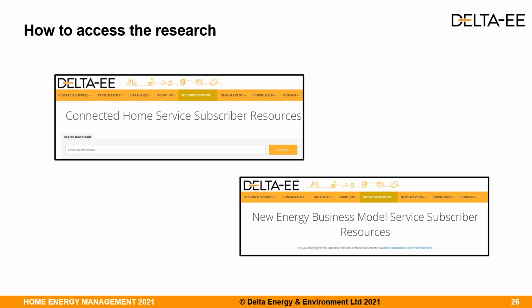And we have had a lot of questions on how to access these studies and data. Basically, it's today located in different services at Delta EE. Most of the data and research is located in our Connect Home service, and if you subscribe today, you will have access to a lot of this information. What Alex has talked about, the business models for HEM, is available in the New Energy Business Model service. So anyone subscribing to this will have access to the reports.